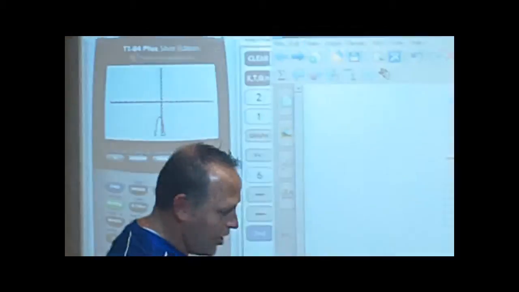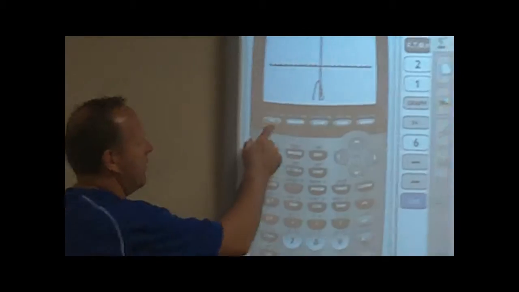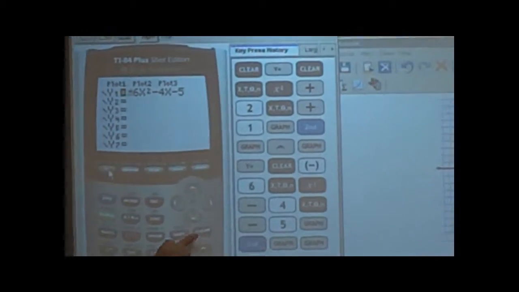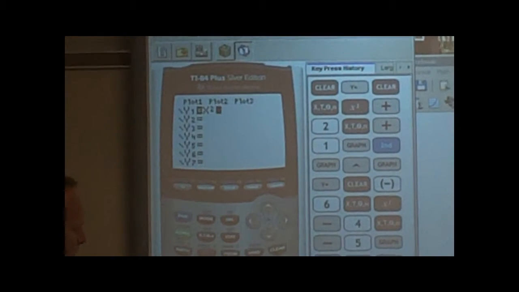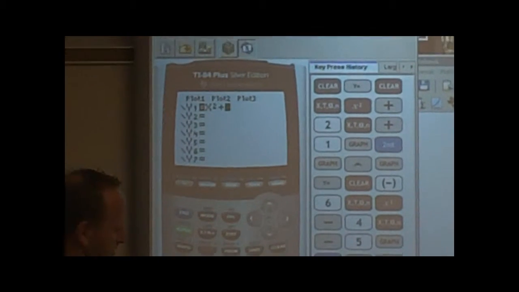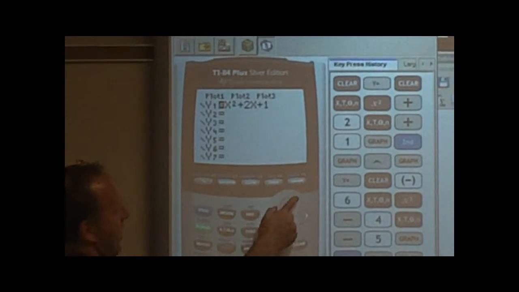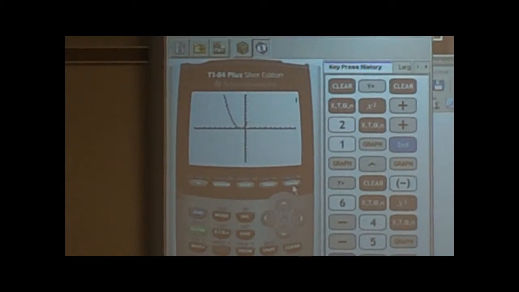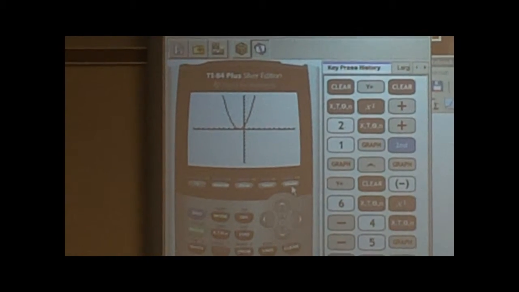All right. So we're going to look at number two first of all. You come to your graphing calculator, go to y equals, I'm going to clear this, and we're going to put that in there. So that's x squared plus 2x plus 1. Then I hit graph. Okay, that's what everybody's graph should look like.